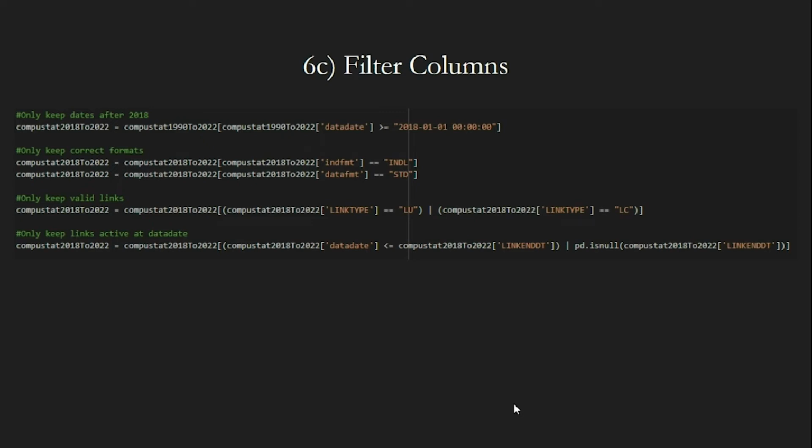For the active link filter, we make sure that the link end date is later than the data date. And we also include the case where the link end date is null. This is because we previously coerced the conversion to datetime for all link end dates. And that included special cases where the link end date is E, or latest possible end date, meaning the link is active at all times. However, we converted it into a null datetime variable, so we must make sure null link end dates are also included.